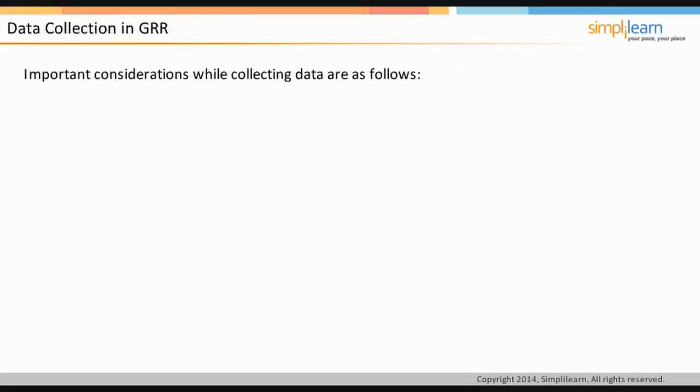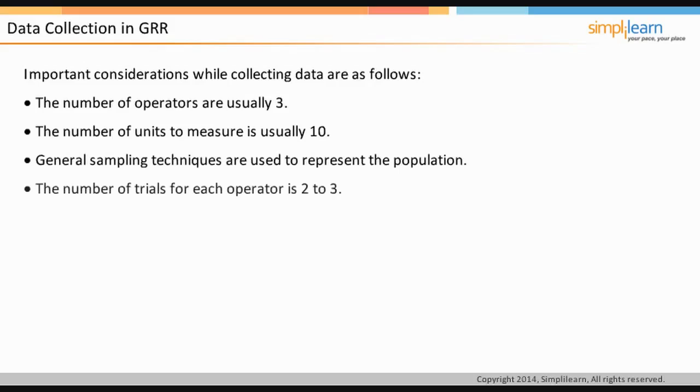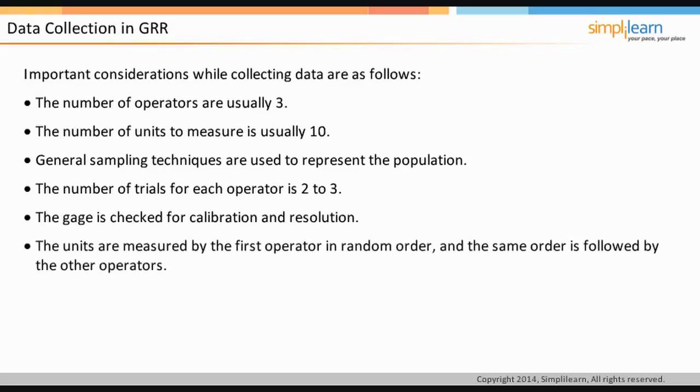In this screen, we will learn about data collection in GRR. There are some important considerations for data collection in GRR studies. There are usually 3 operators and around 10 units to measure. General sampling techniques must be used to represent the population, and each unit must be measured 2 to 3 times by each operator. It is important that the gauge be calibrated accurately. It should also be ensured that the gauge has an acceptable resolution. Another practice is that the first operator measures all the units in random order. Then this order is maintained by all other operators. All the trials must be repeated.